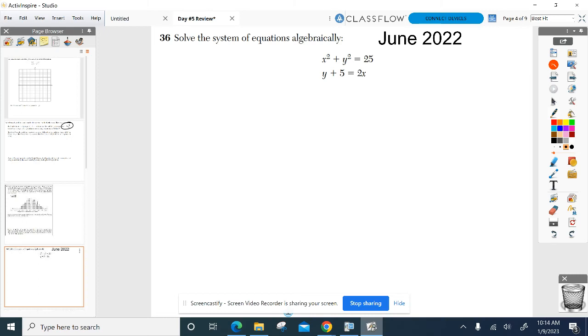So number 36, June 2022. First thing I want to just cover, I think I covered this the other day. Algebraically, that just means you can't guess and check. Like you're desperate and you have no idea. Maybe the answer is x equals 1, y equals 2, and you just guess correctly. That won't get you any credit. We need to show all our work here.